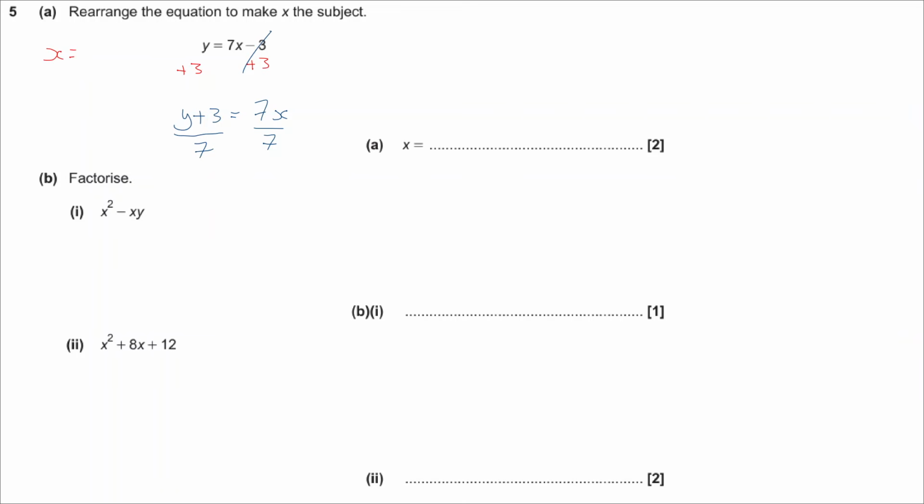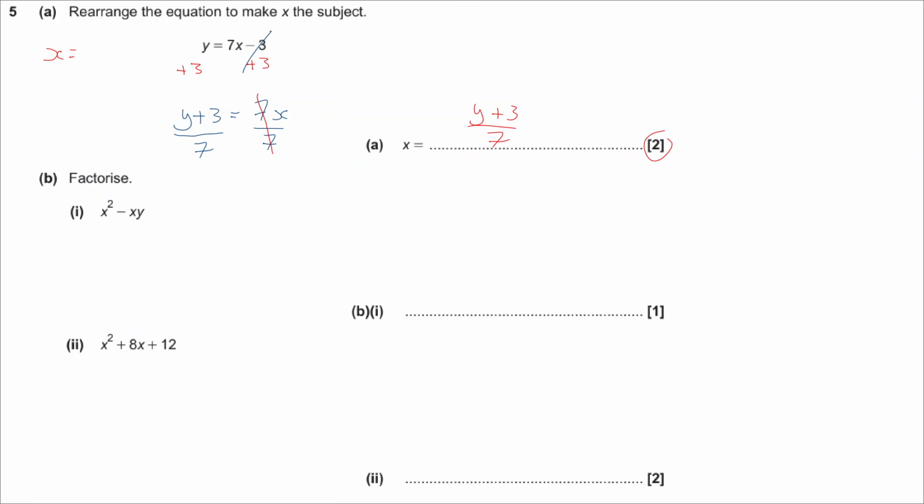Of course, these guys here are going to cancel. So x is going to be equal to y plus 3 divided by 7. Okay, and that's your answer. So y plus 3 over 7, and that is 2 marks in the bank. Check the mark scheme, all good.